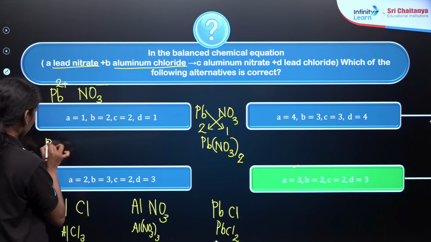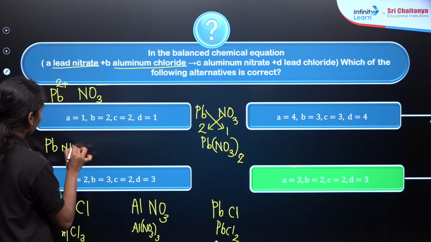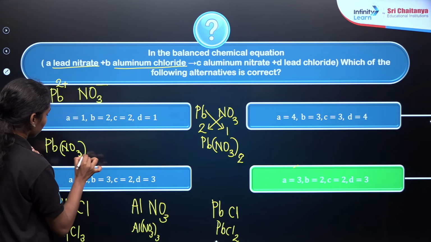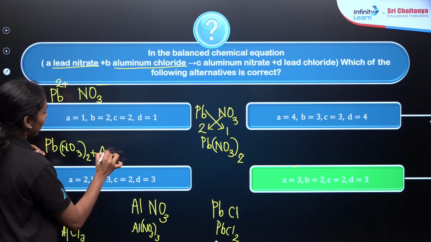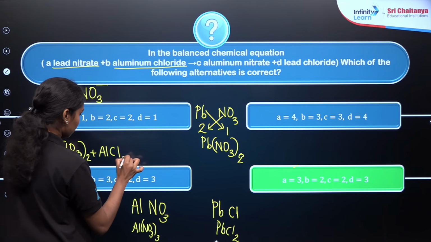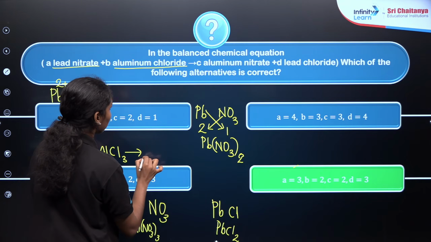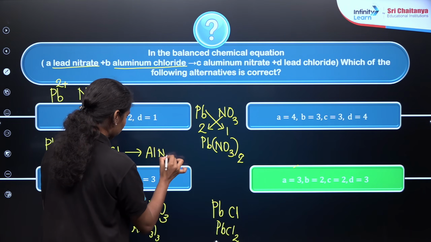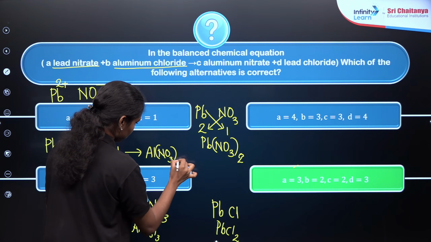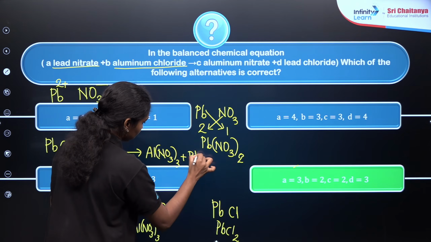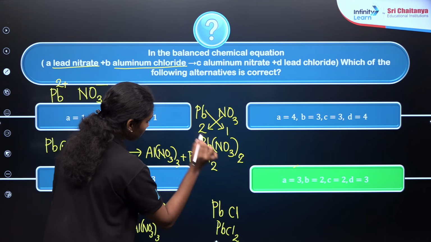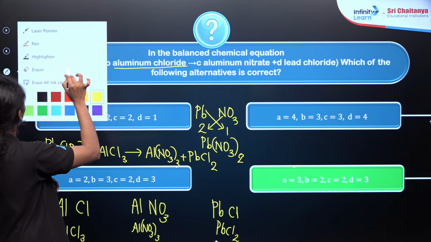It is PbNO3 twice plus AlCl3 gives AlNO3 thrice, right? Plus PbCl2. So this is our skeletal equation, right? I'm just removing these things here. I hope you understand.